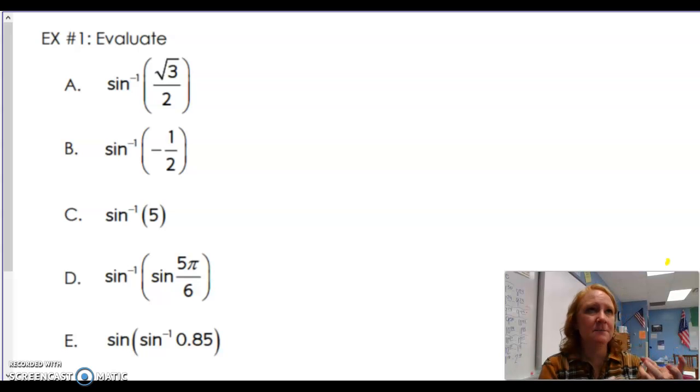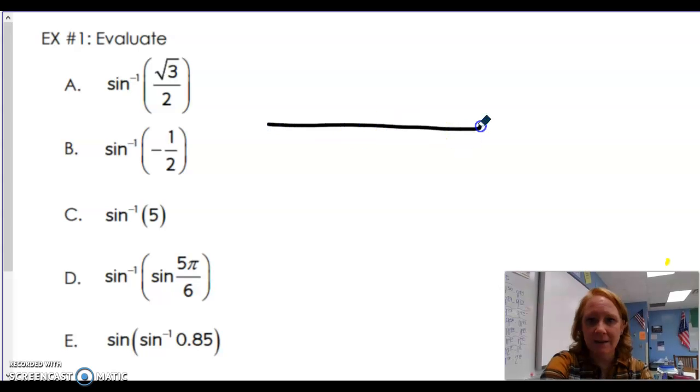So I wanted to take a little time to look at some trig inverse things when it's a composite function. So really, let's just start here. Sine inverse of square root of 3 over 2. So really what that's saying is, what angle has a sine value of square root of 3 over 2?